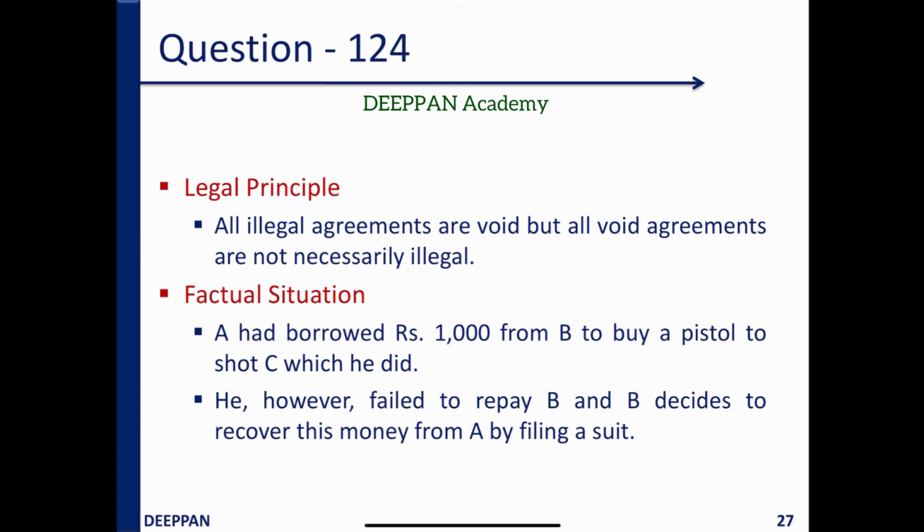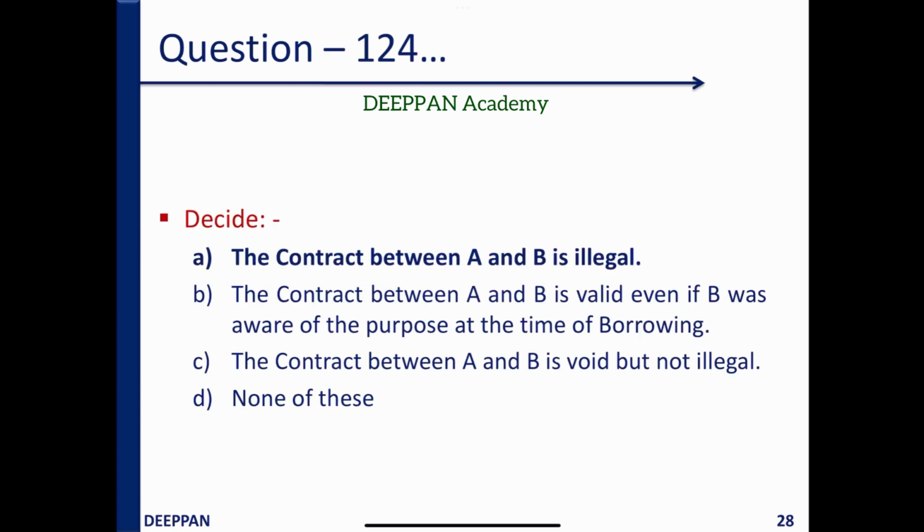Questions based on legal principle. Legal principle: all illegal agreements are void, but all void agreements are not necessarily illegal. Factual situation: A had borrowed rupees 1000 from B to buy a pistol to shoot C, which he did. He, however, failed to repay B and B decides to recover this money from A by filing a suit. The contract between A and B is illegal.